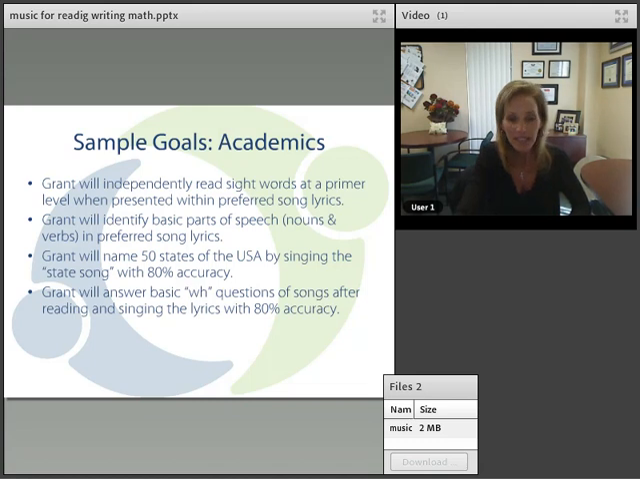Grant will answer basic WH questions about songs after reading and singing the lyrics. So what happened in that song? Who was the song about? Where did the song take place? Where were they? What happened? Let's put it in order. When did this happen? Oh, it was in the morning. They're talking about the sun coming up.